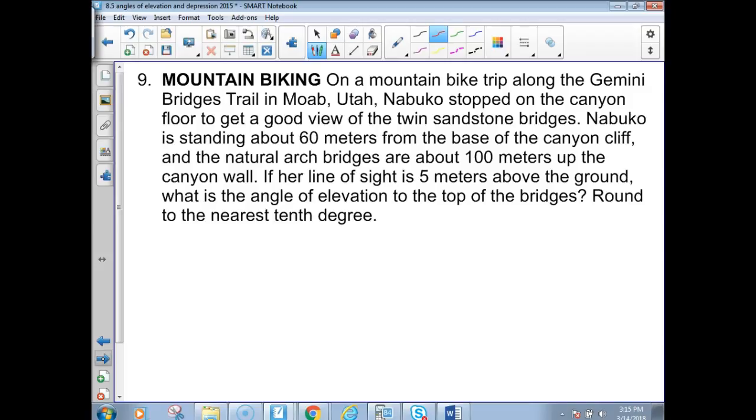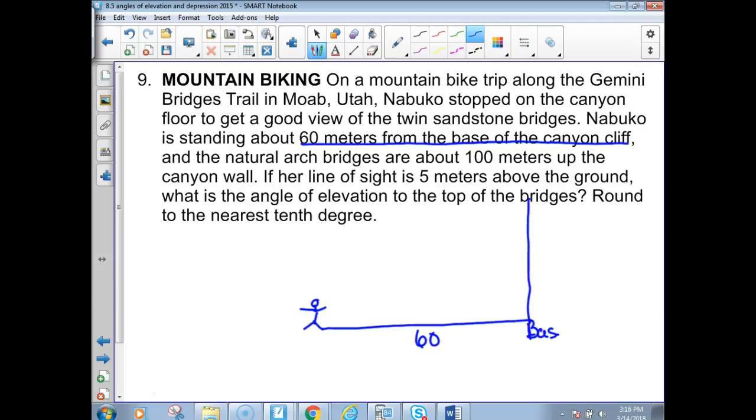Okay, this is the one I thought we might want some help with. You look at it and go, wow, that's a long word problem. It's not that bad, though. Mountain biking. On a mountain bike trip along the Gemini Bridges Trail in Moab, Utah, Nabucco stopped on the canyon floor to get a good view of the twin sandstone bridges. All right, that's all extra information in a sense. Nabucco's standing about 60 meters from the base of the canyon cliff. So on the ground, she's standing 60 meters from the base of the canyon cliff.